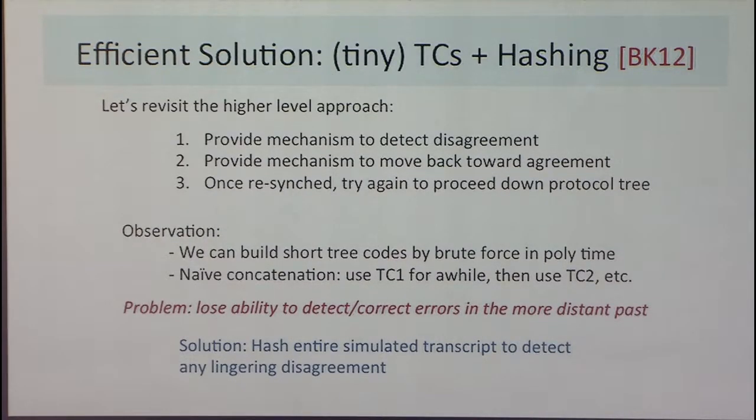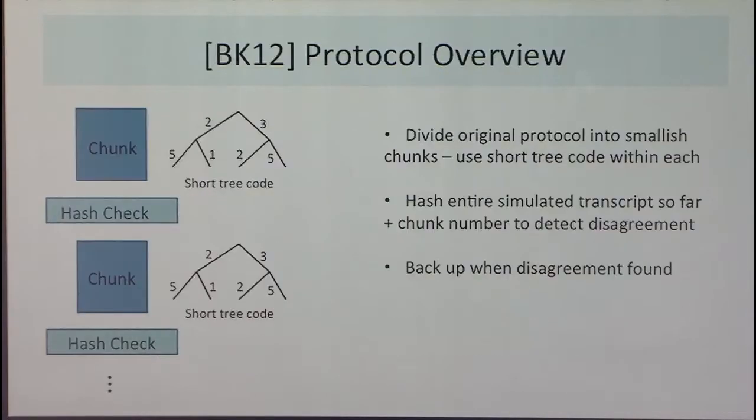But to detect things in the past instead of in the present, we can simply use a hash. So we can hash the entire simulated transcript so far to detect any lingering disagreement in the past when we swap out for a new tree code. Okay, so this is kind of what the Brzezinski-Kalai protocol looks like. I divide the original protocol into smallish chunks, logarithmic size chunks, let's say, and I use a short tree code to try to simulate each one. And now I do a hash of everything so far to decide, am I happy? Are we in agreement with what we simulated? Or do we want to go back an entire chunk at a time?